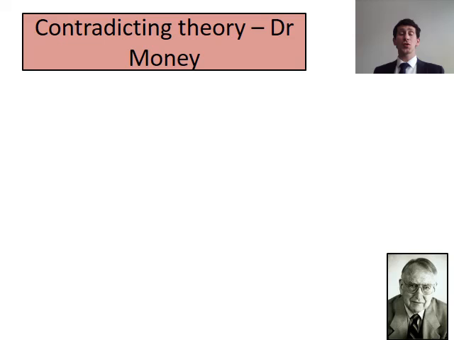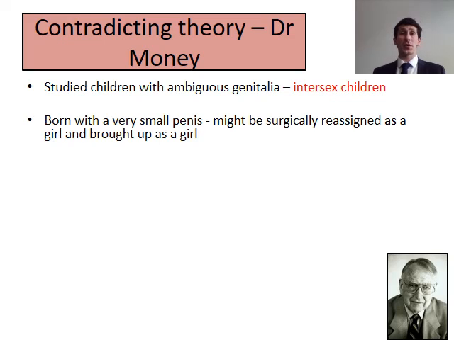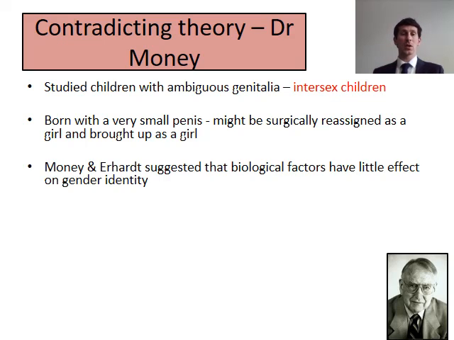So we're now going to have a look at a contradictory theory put forward by Dr. Money. Dr. Money studied children with ambiguous genitalia. Sometimes we'll call those children intersex children. For example, you might have a child born with a very small penis, maybe from lower levels of testosterone prenatally. So they might surgically reassign that child to be brought up as a girl. Change the genitals, bring that child up as a girl.